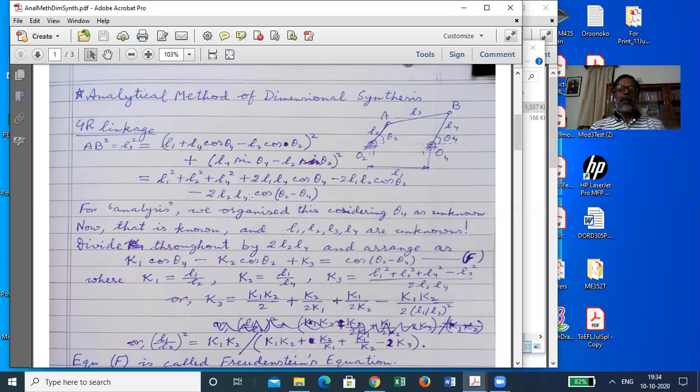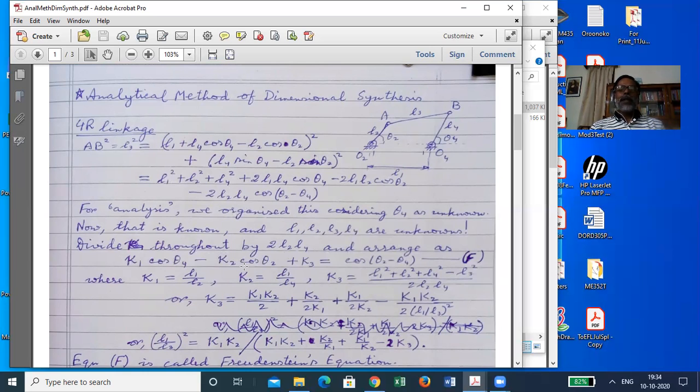So that we keep on the other side of the equation, that is throw it on this side, and that will leave only cos theta 2 minus theta 4. And then this L3 square also you bring on this side, and then you will get L1 square plus L2 square plus L4 square minus L3 square divided by this. Call it K3. Okay, so K3, fine. So this is the equation that you get.